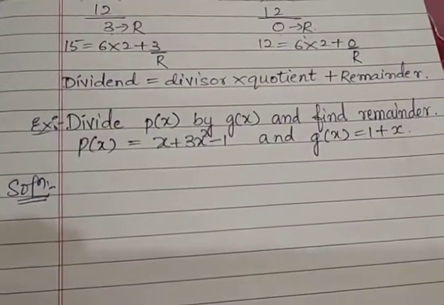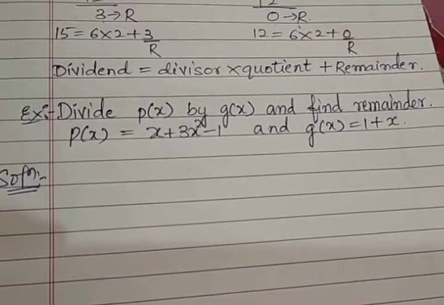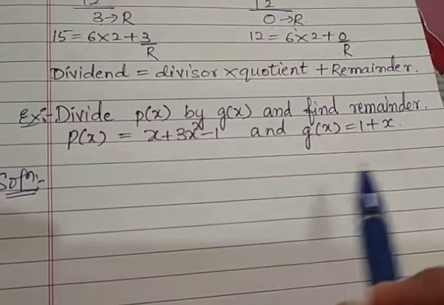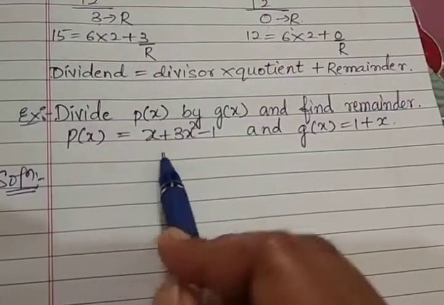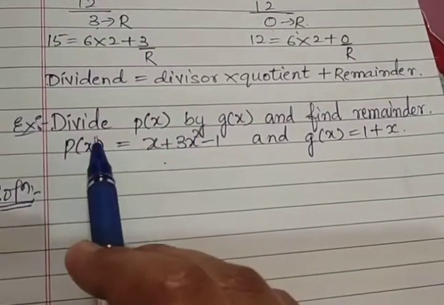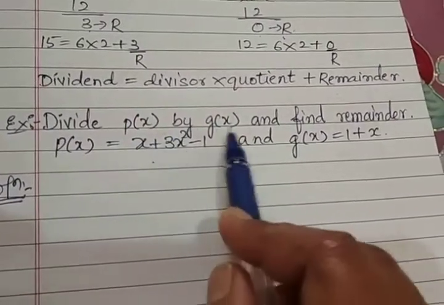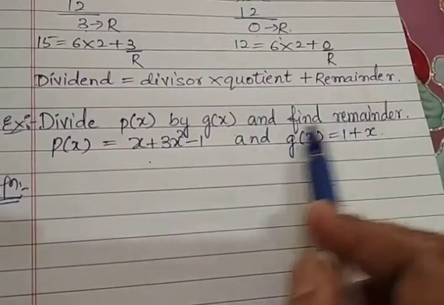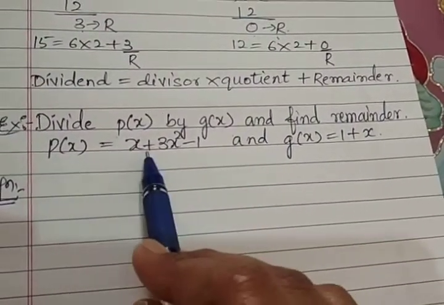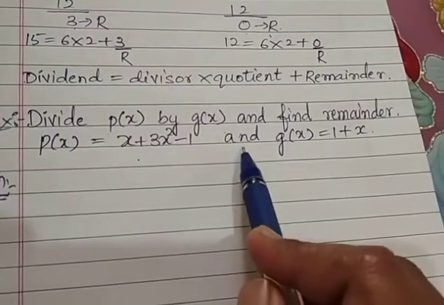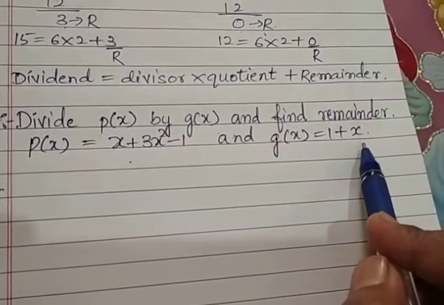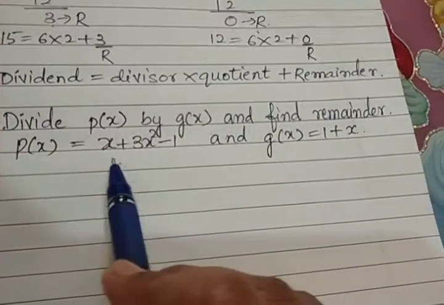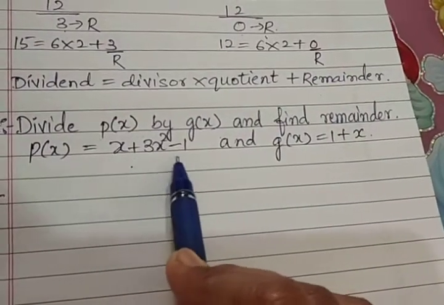So here is an example which we are going to use to understand how to find the remainder of a polynomial when it is divided by another polynomial. Here we have to divide p of x by g of x and find the remainder. Now p of x given here is x plus 3x square minus 1 and g of x is 1 plus x.